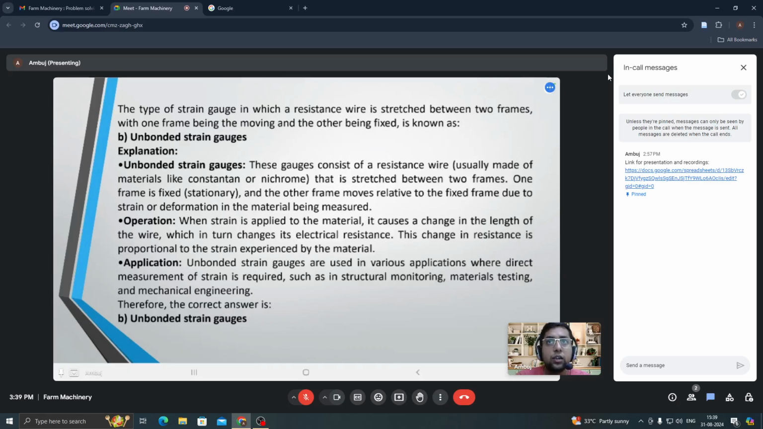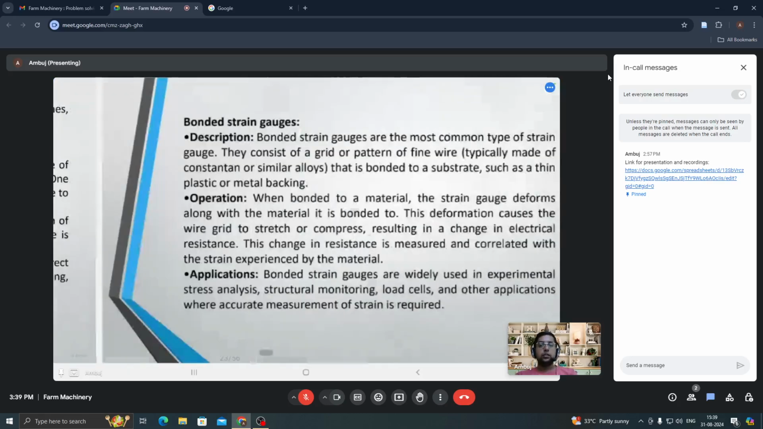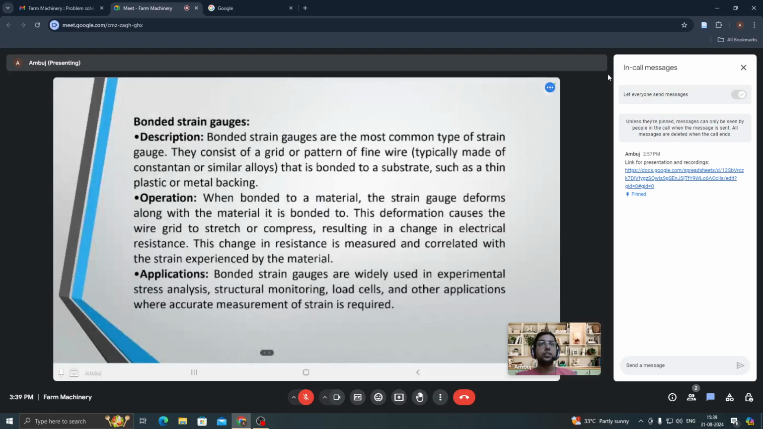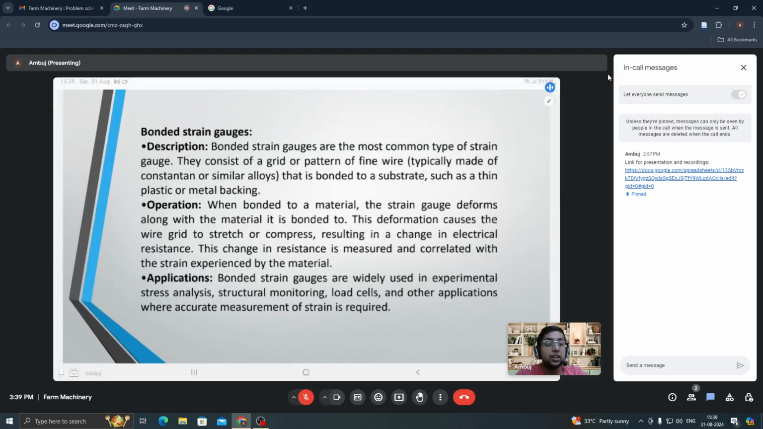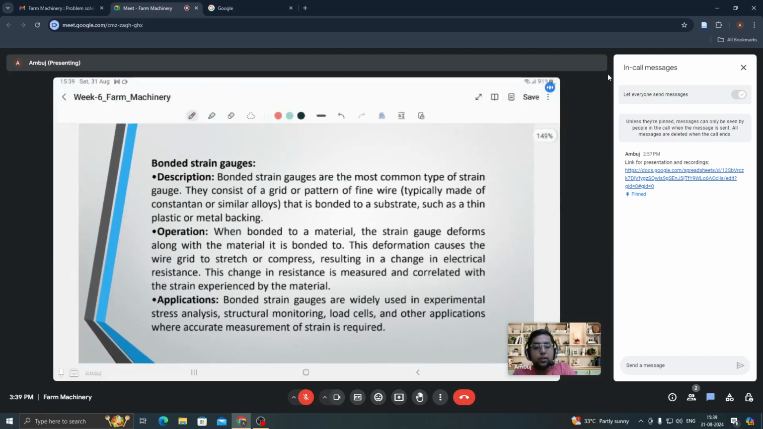Then operation I already told you, then application I have already told you. After the class, please download the PPT and see from there by yourself. Then the same for the bonded strain gauge. The application part is experimental stress analysis, structural monitoring, then load cell application as well as other applications. See for yourself.